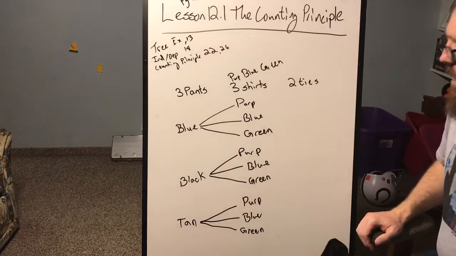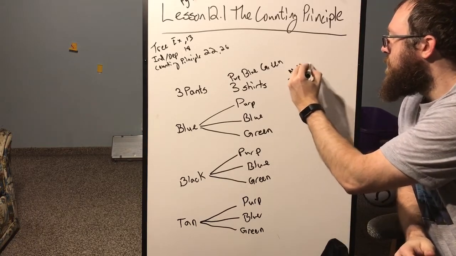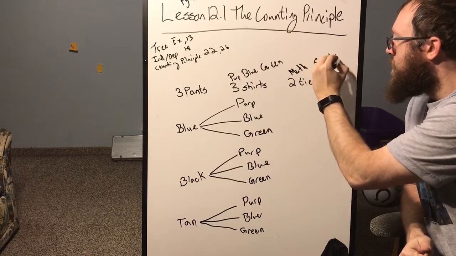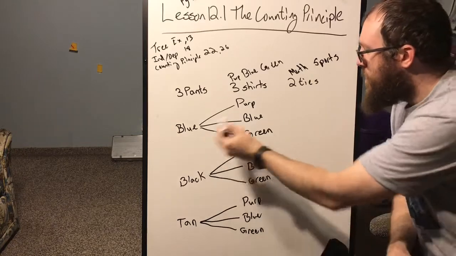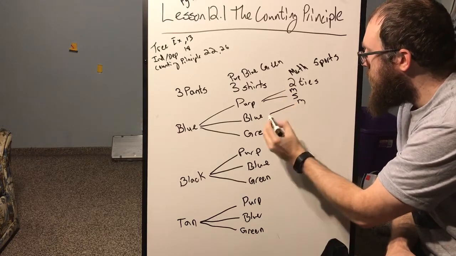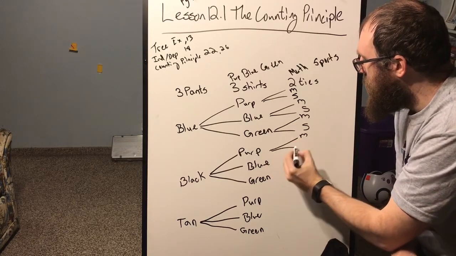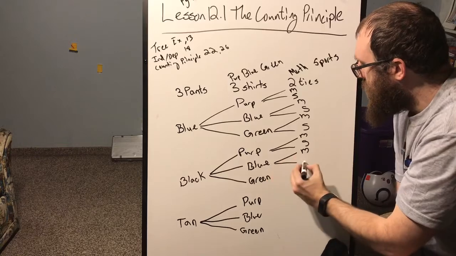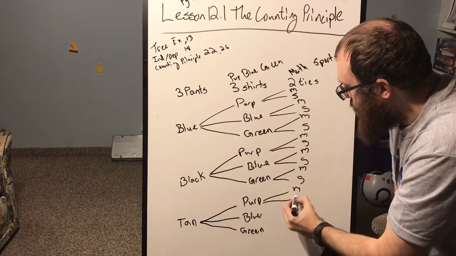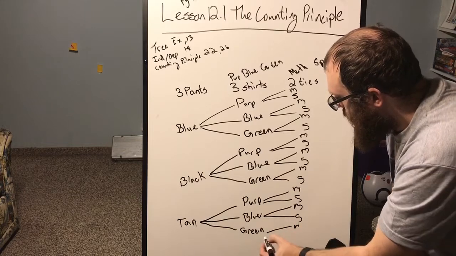Then when we come off of that selection process, we're going to go into our ties. So let's say that I have a math tie and I have a sports tie. So off of each of my shirt and pants combinations, I can have my math tie or my sports tie.